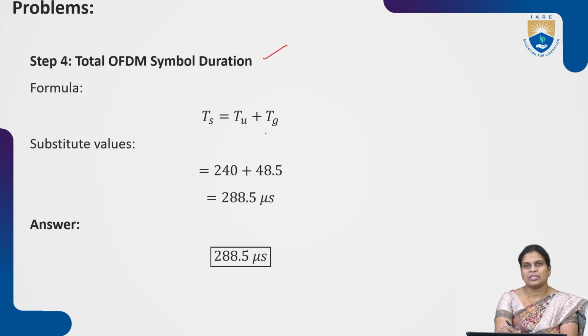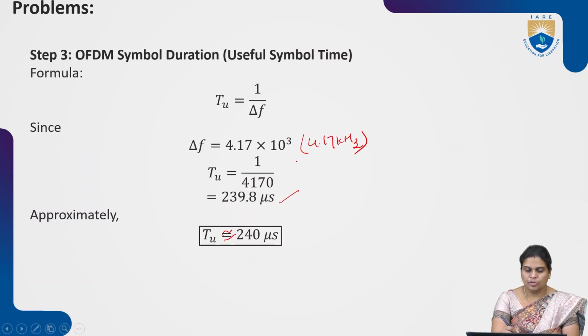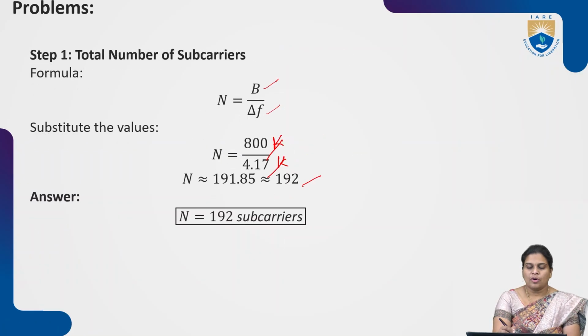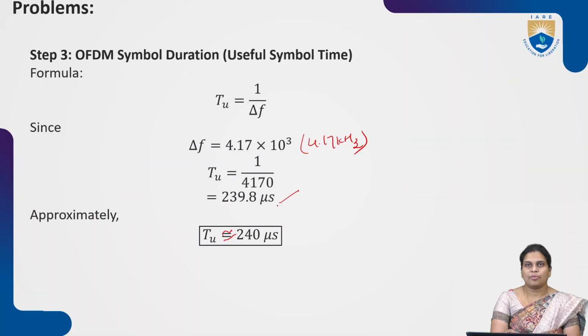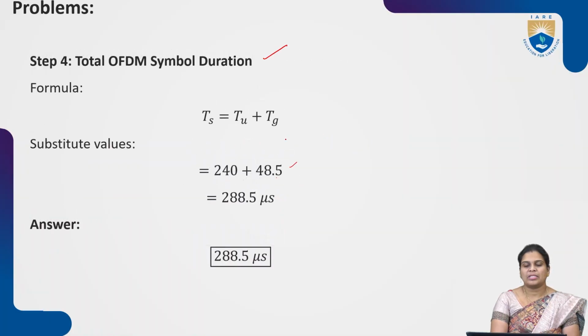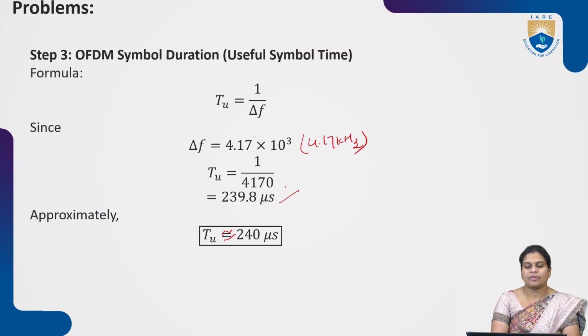Ts equal to Tu plus Tg. So Tu equal to 240 plus Tg, the cyclic prefix, equal to 48.5 microseconds. In this problem, Ts equal to Tu plus Tg, 240 plus 48.5, that is 288.5 microseconds. So that is the total OFDM symbol duration, and the useful time in this duration is the 240 microseconds.